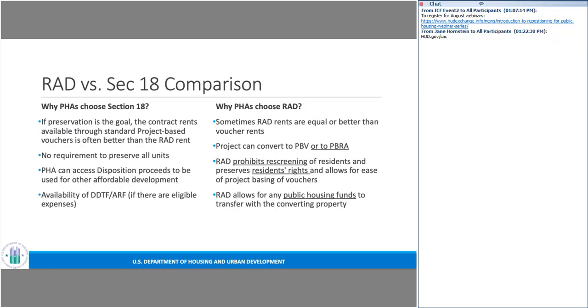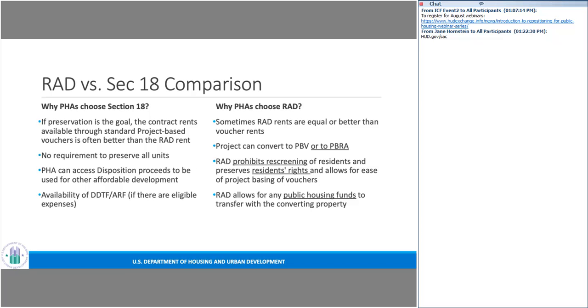Okay, next slide. So just to bring back the comparison, why do PHAs choose Section 18? So the biggest reason is, assuming the PHA is trying to preserve the property, oftentimes the contract rents available through the standard project-based voucher program are better than the RAD rents. So the most basic, the most fundamental reason is it's an opportunity for increasing the revenue at the property. So any PHA with 50 units or less really ought to be giving Section 18 a long, hard look because there's lots of potential to increase revenue for the property and make the property more sustainable going forward.